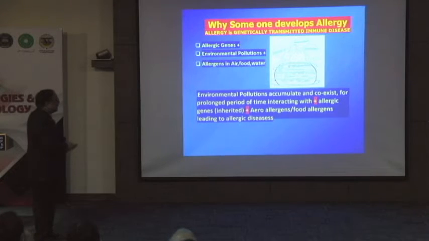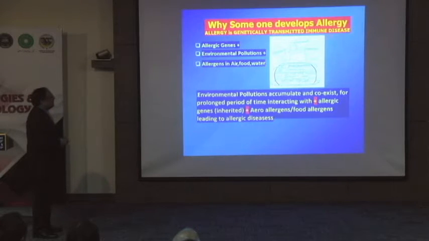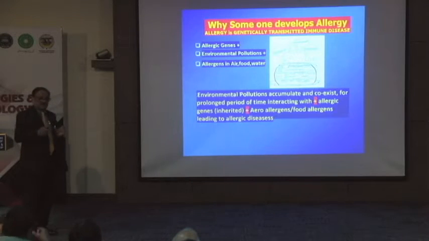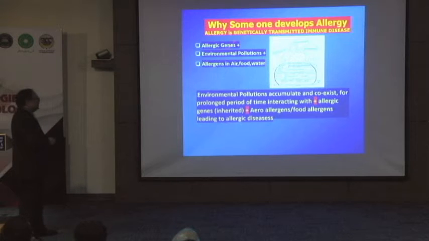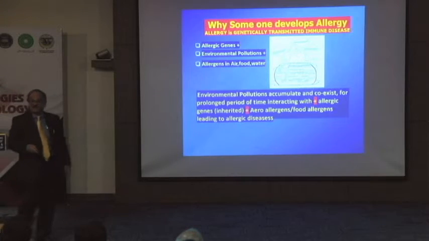And why does somebody develop an allergic disease? Allergy is basically a genetically transmitted immune disease. So when a person having the allergic genes coexists with environmental pollutions and the allergens getting into the body through the air, water, and food, and these three things coexist for a longer period together, then these genes get activated and suddenly the person starts developing the allergic disease.